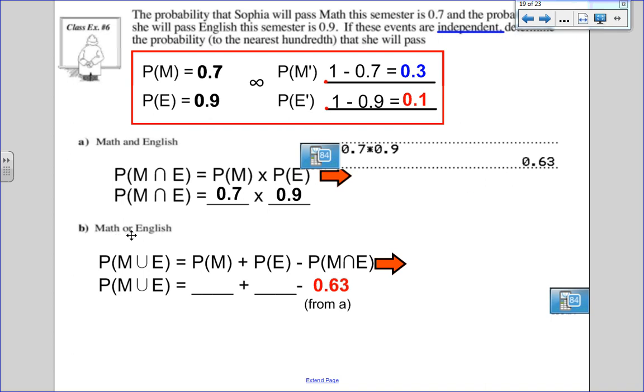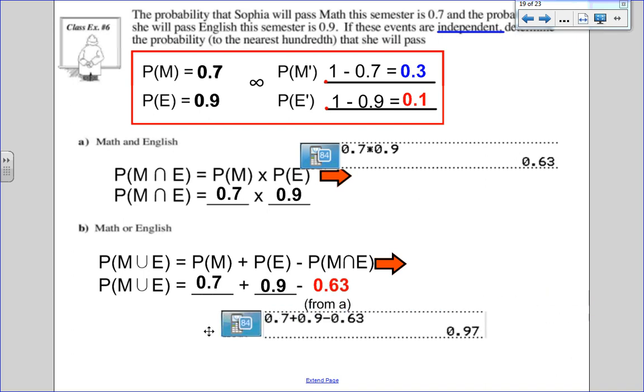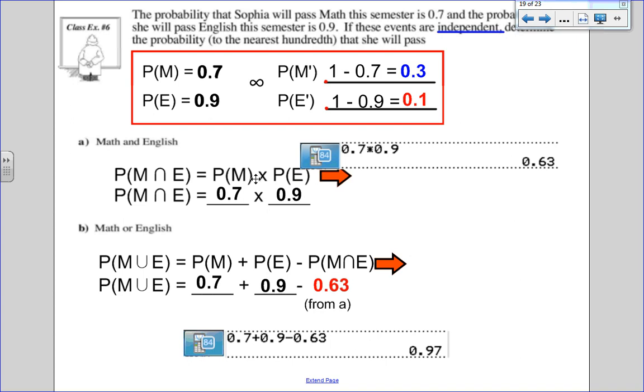Okay, probability of passing math or English. I know that there is overlap, that she can pass both, because I just figured that out, 0.63 right here. So the probability of passing math or English is the probability of passing math plus the probability of passing English, subtract the probability of passing both, which I just calculated. And this would be the probability of passing math or English, 0.97.